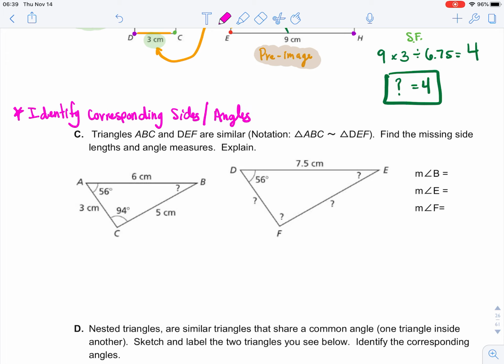Okay, color coordinate if you need to, mark them appropriately if that's helpful. Whatever it might be, make sure that you identify the corresponding sides and angles first. Okay. All right, give number 3, letter C a try. If you haven't done so yet, pause it, give it a shot, and we'll go over it together.